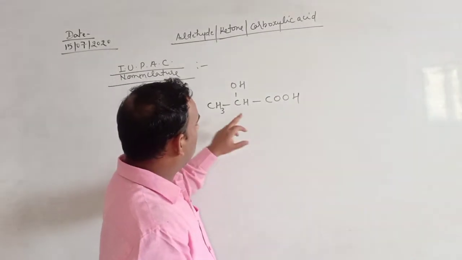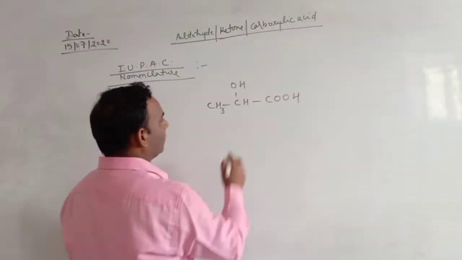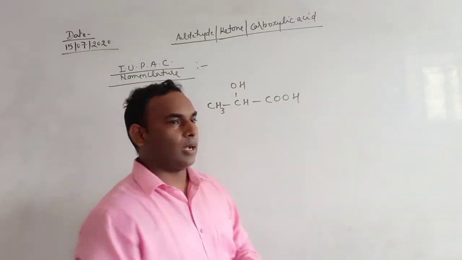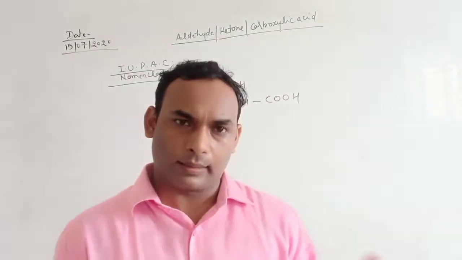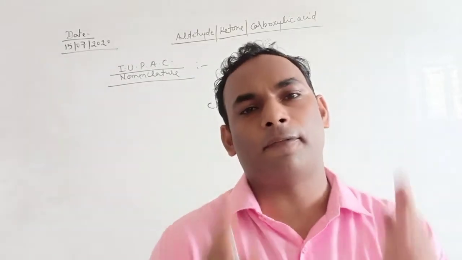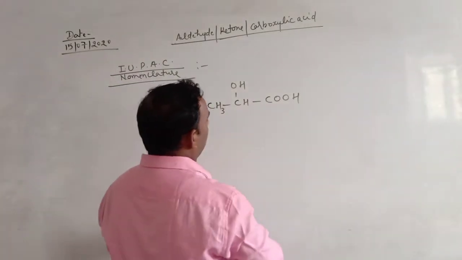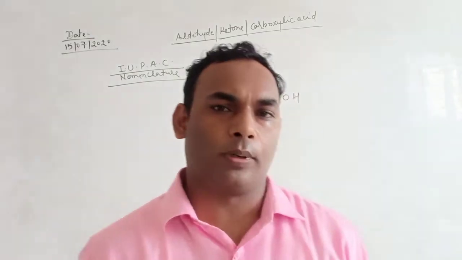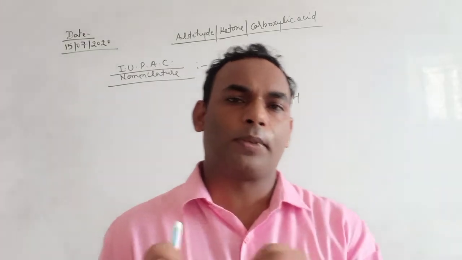As you know, this organic compound contains two functional groups, that is hydroxy group and carboxyl group. And as you know very well, in earlier classes, in 11th class, you have learned the priority table for different functional groups, and we know that carboxylic group is more prior than hydroxy group. So numbering starts from the carboxylic group side.